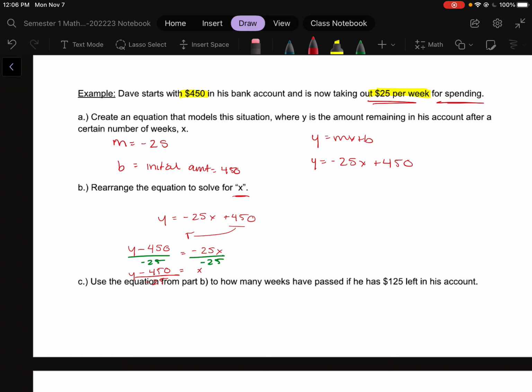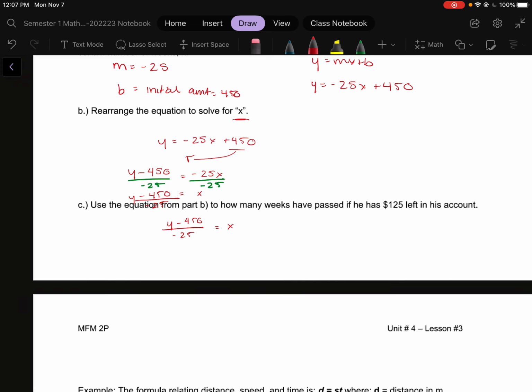And now it says use the equation from part B to solve how many weeks have passed if he has $125 left in his bank account. So using that formula, Y minus 450 over negative 25 equals X, we're going to plug in our Y value, which was 125. So 125 minus 450 over negative 25 equals X.